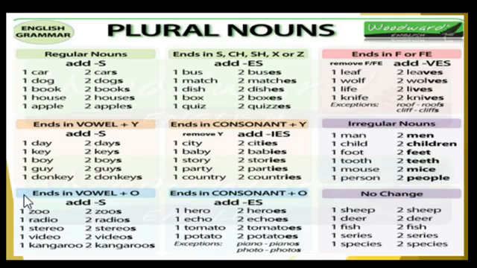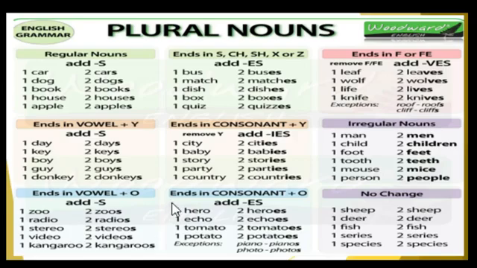How about nouns that end in vowel plus O? Just add S. Example, zoo, zoos. Radio, radios. Stereo, stereos. Video, videos. Kangaroo, kangaroos.